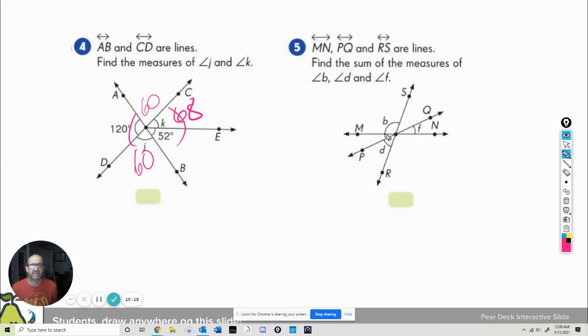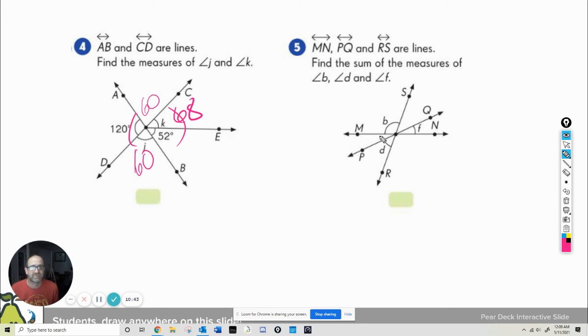All three of these are lines. Find the sum of the measures of angle B, angle D, and angle F, and it gives you no information. Try and solve that one with zero information. Unpause me when you're ready to scream. All right, you with me?